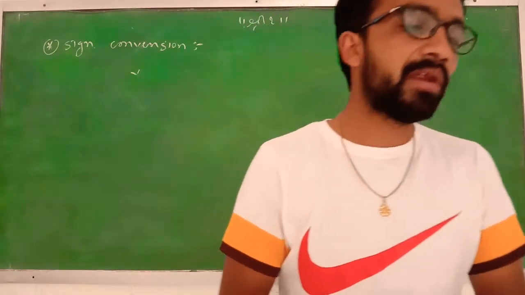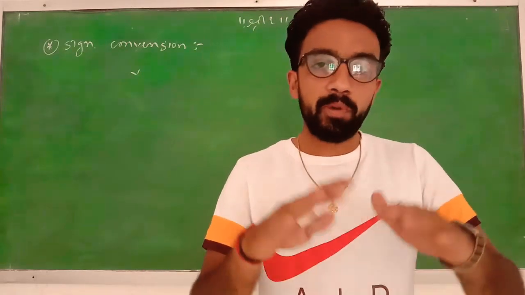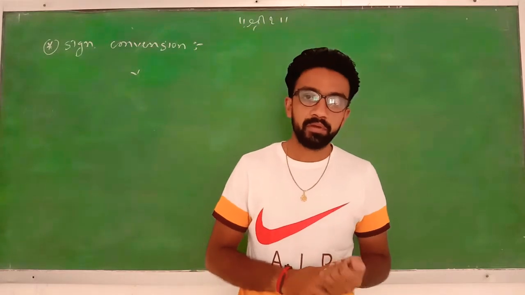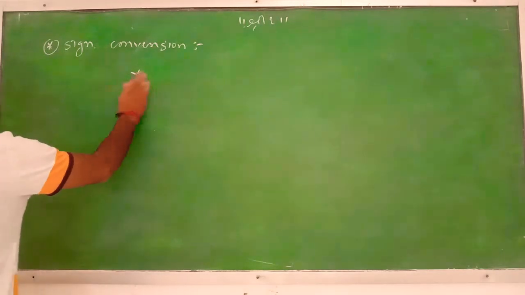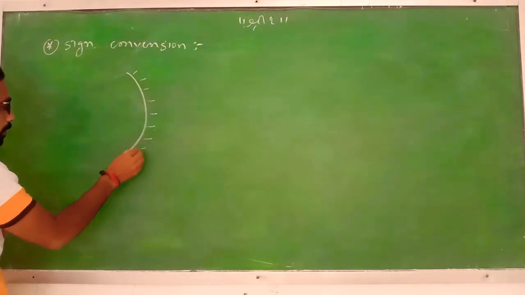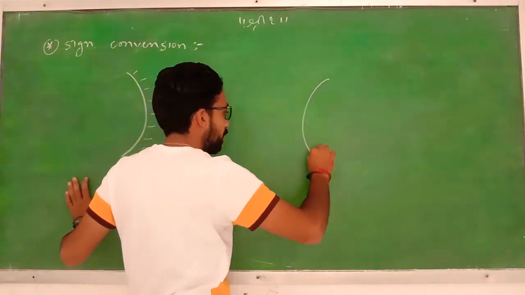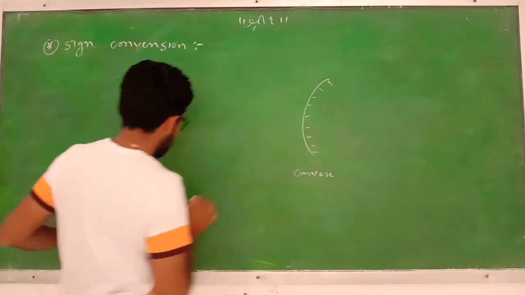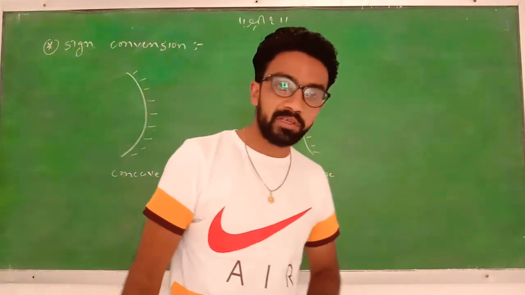First of all, what is a spherical mirror? Mirrors that are in the form of a curve are known as spherical mirrors. There are two types of spherical mirror, convex mirror and concave mirror. Here you can see this is the concave mirror. This one is the non-reflecting surface, this one is the reflecting surface. This is the convex mirror, and this is concave. These are the two types of spherical mirrors.